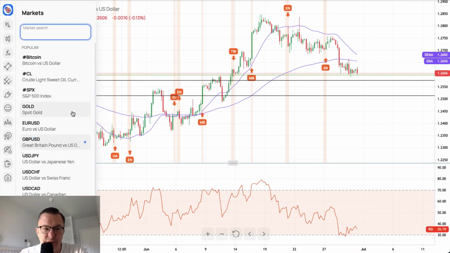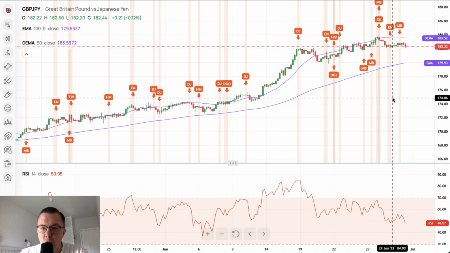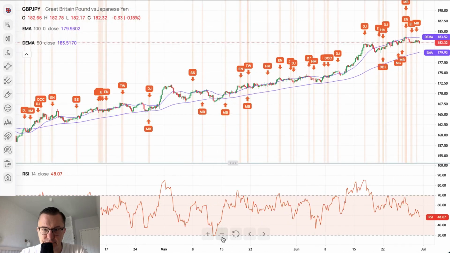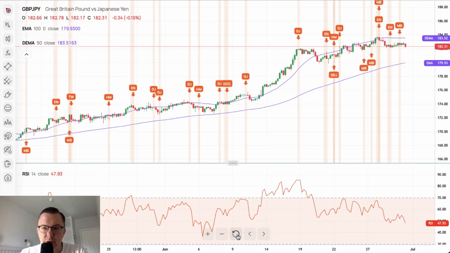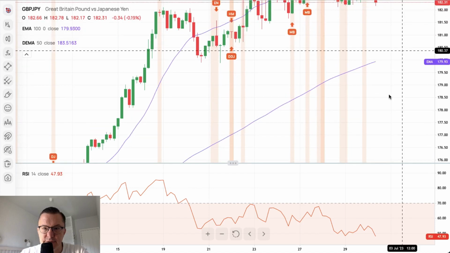If we talk about the British pound, let's take a look at the British pound versus the Japanese yen. What do we have here is an uptrend. It's obvious that this market is trending higher, higher, higher and higher. So right now we should take a look at the recent developments on this market.